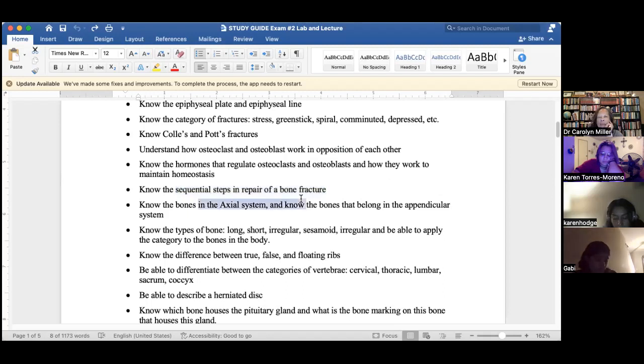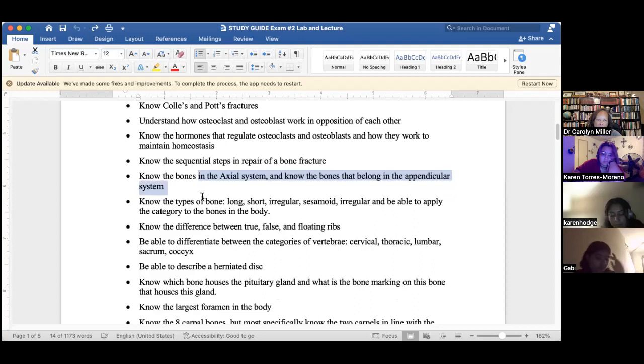Know the bones in the axial and appendicular system. The question says, which of the following bones are or are not found in the axial or the appendicular system? So as long as you know the bones in your arms and your legs and their girdles, the pectoral girdle with the clavicle and scapula, and the pelvic girdle with the pelvis, all that's appendicular, so everything else is axial. So I think this is a multiple choice.